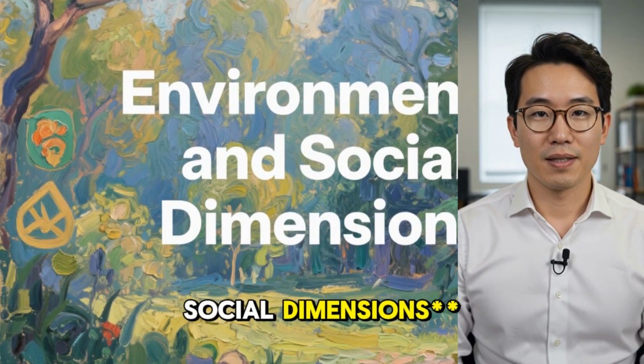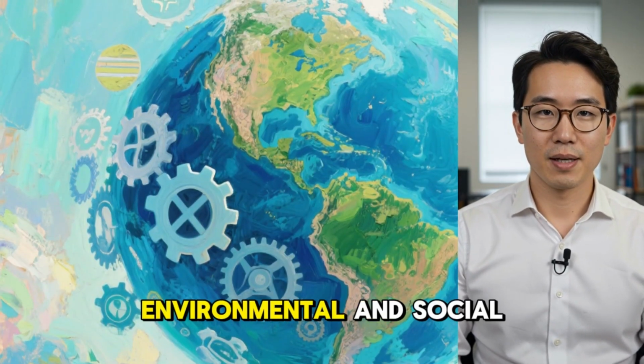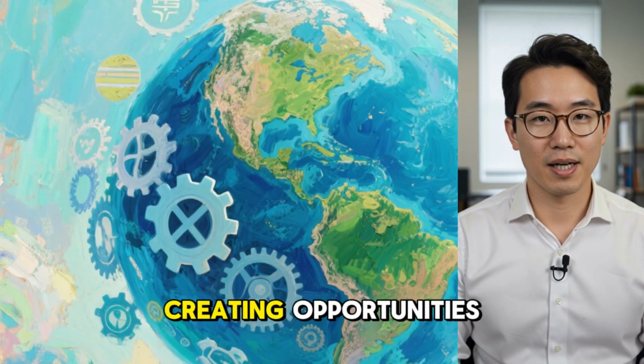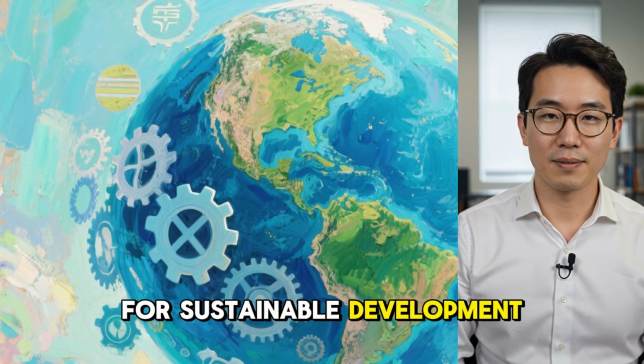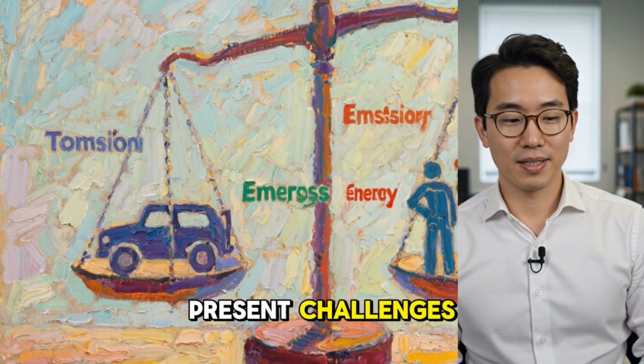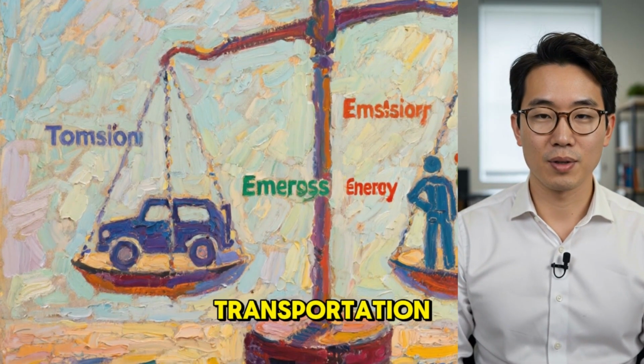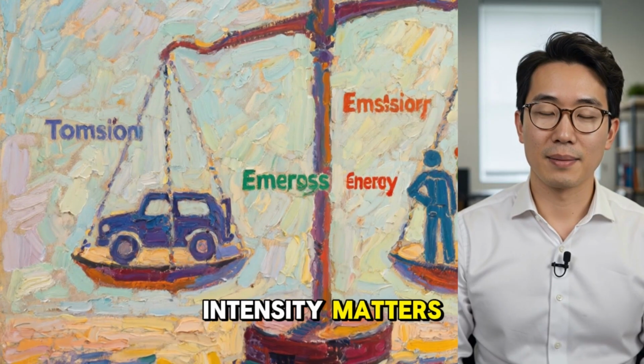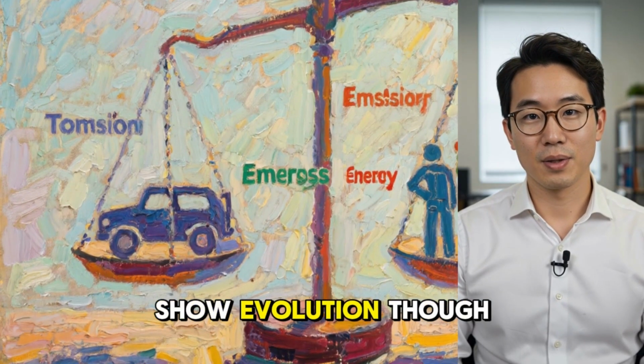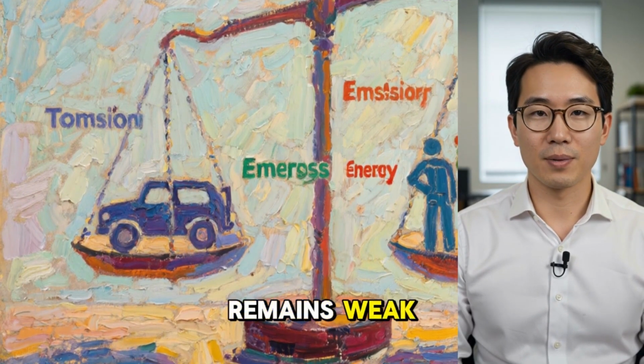Environmental and social dimensions. Modern trade policy incorporates environmental and social considerations, creating opportunities for sustainable development. Trade policy and climate goals present challenges. Reshoring can lower transportation emissions, but energy intensity matters. Labor rights provisions show evolution, though enforcement remains weak.